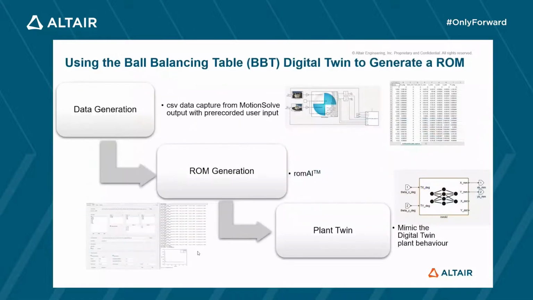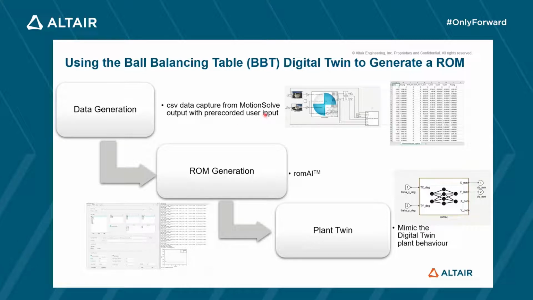So how do we use the ball balancing table digital twin to generate a ROM? One way of obtaining your data is from a physical system itself. If you can data log from the system, that's great. But another way of doing it is to have either a digital twin or a FEM model or something of that sort. So data generation can essentially be the capture of data from this digital twin MotionSolve model.